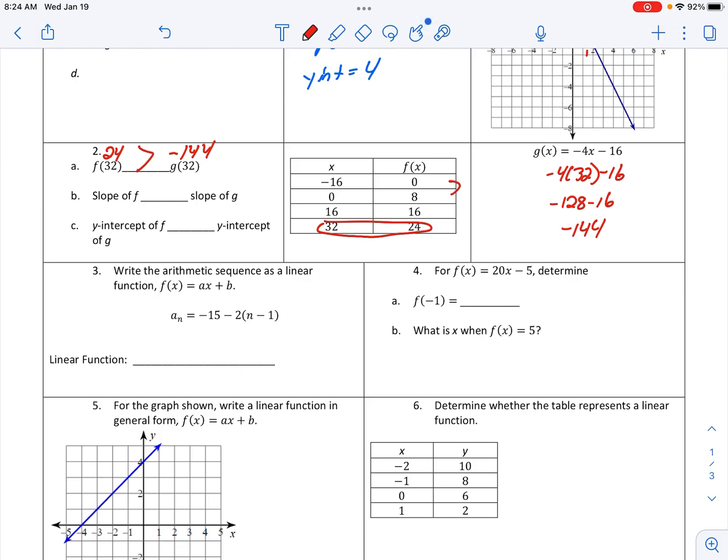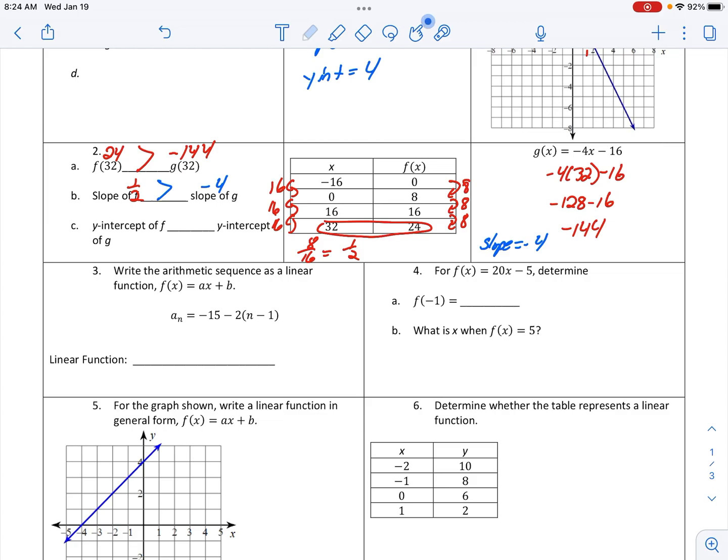For the slope, I do need to calculate right here the change in y's and the change in x's like we've done before. So positive 8 over 16. So it's increasing by 8 over 16, which is a half. Comparing that half to the slope of g, the slope of g is the number in front of x, which in this case is negative 4. Positive 1/2 compared to a negative 4, 1/2 is greater than.